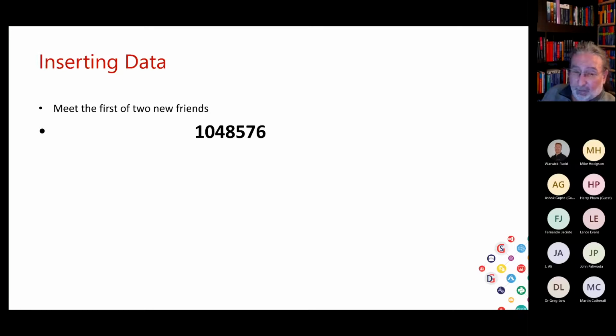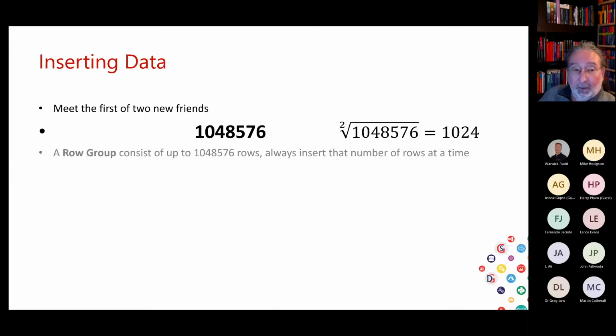So why this funny number? It's very simple. It's 1024 times 1024. So it's basically a megabyte, a mega number of rows. The typical computer base 2 counting, it's 1024 times 1024. That's how many rows. So a row group consists of up to 1,048,576 rows. And the best practice, if you want the most efficiency out of your column store, is to insert that many rows at a time.